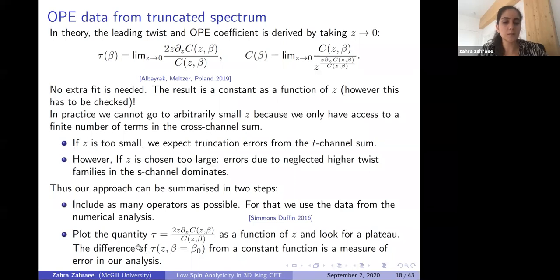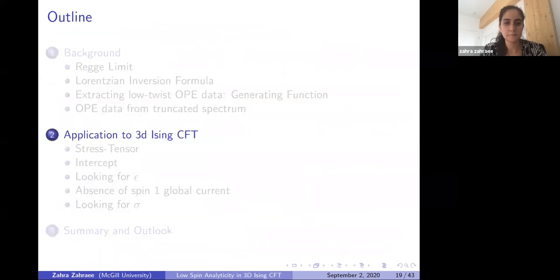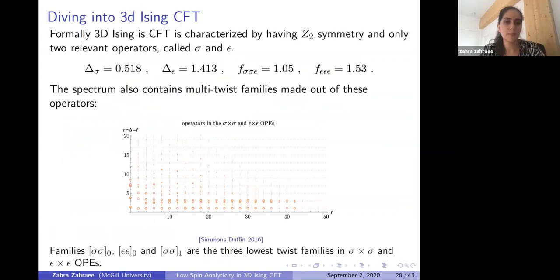And the difference that this tau has from a constant function is a measure of error in our analysis, the error coming from both sources mentioned above. So that's the procedure we're going to take. Okay, so we will see this in action for the stress tensor.